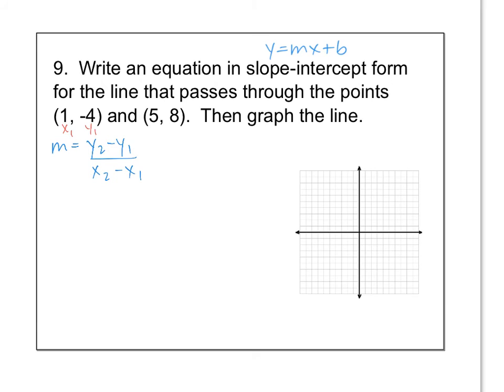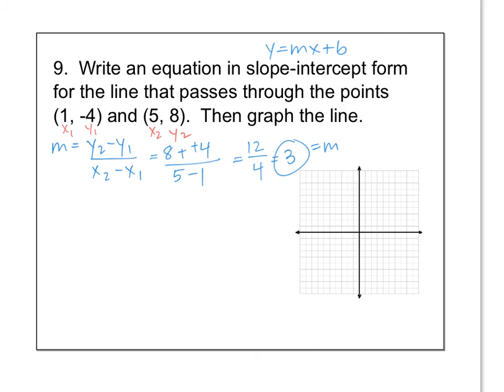Again, you can number the points. Here's my first x and my first y. Here's my second x and my second y. And then you can plug them in. So if you do y2 minus y1, it's going to be 8 minus negative 4. And then in the denominator, it's going to be 5 minus 1. This ends up being a plus, and so it's 12 over 4, which is 3. So that 3 that we just found, that is our m.